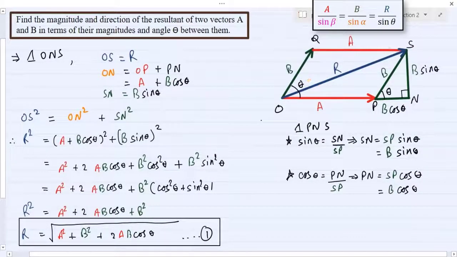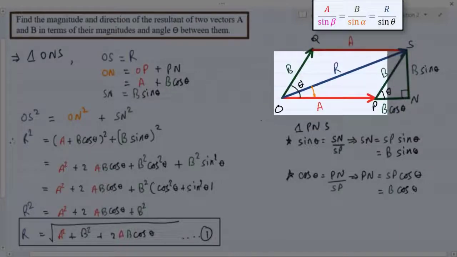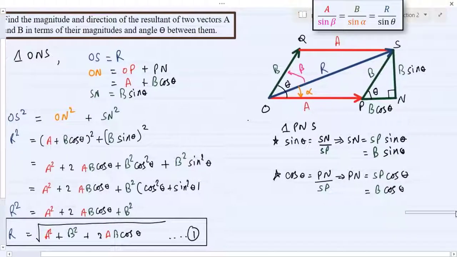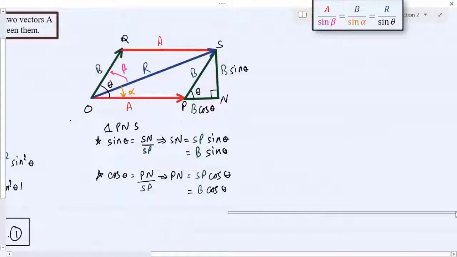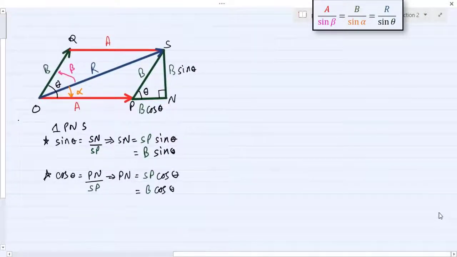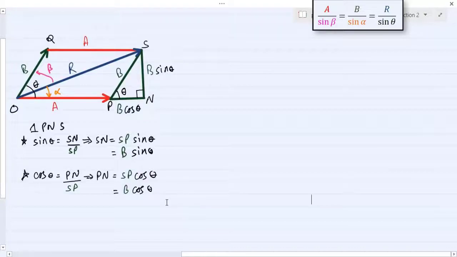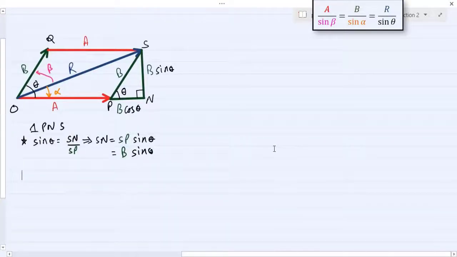Now, let's consider a resultant vector that makes an angle of alpha with the first vector A and beta with the other vector B. Now, let's try to get the relation between alpha, beta and theta, which is known as the sine rule. As suggested in the name, we have to find the sine of different angles. Here, we already have the value of sine theta, and we don't need this cos theta, so let's remove it.